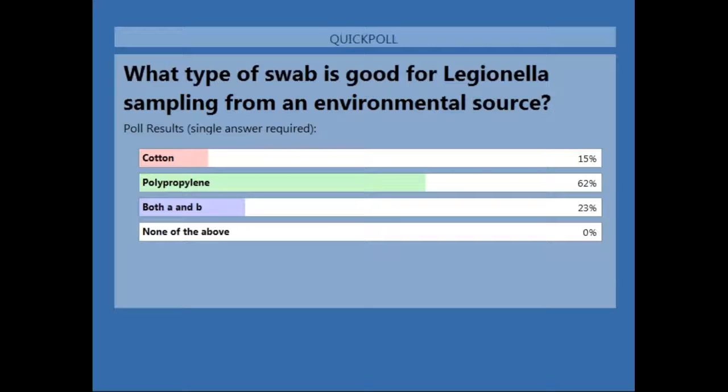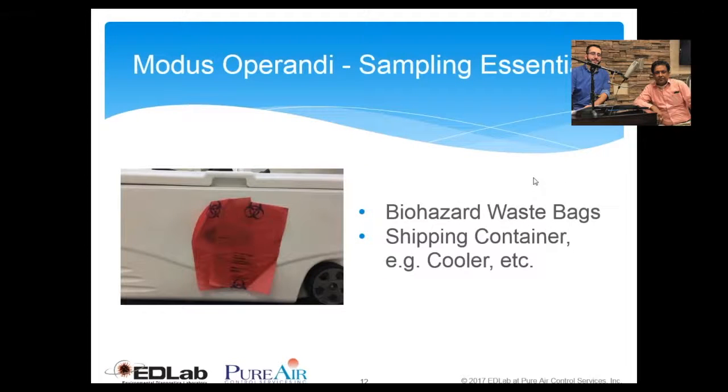Share the results. And we got 62% of you selecting the right answer. That answer was polypropylene. You want to make sure that that's the kind of swab that you're going to use when collecting a swab sample for Legionella. Now we'll go ahead and continue with the webinar.